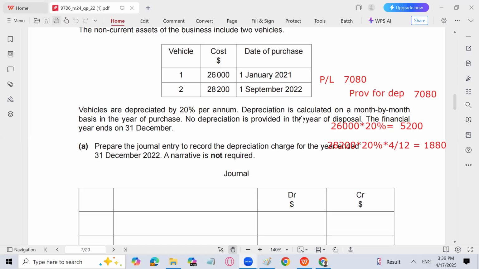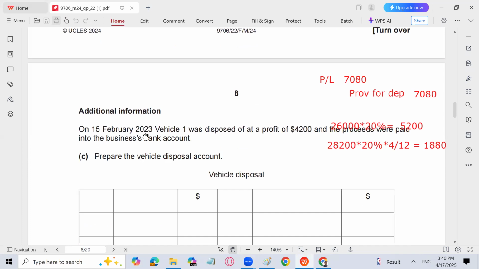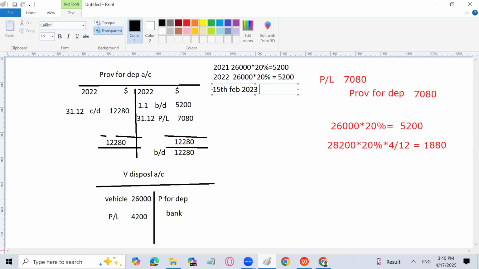So depreciation is calculated on a month-by-month basis in the year of purchase. So we will calculate monthly depreciation in the year of purchase, but even if the month-to-month basis is given, no depreciation is provided in the year of disposal. So the asset which is being disposed of, vehicle 1, was sold on 15 February 2023; in 2023 you will not calculate any depreciation on this, only 2 years of depreciation will come, which will be 10,400.